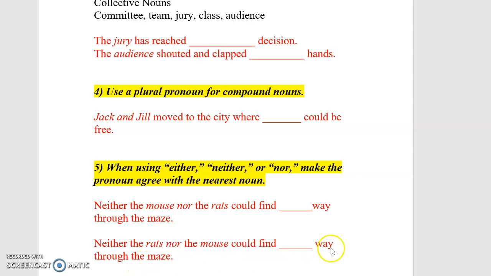What do you think is the difference? Why is this their and this one its? The answer is because the noun that's the nearest noun, the closest one, right here is plural, so we would use their. Here, the closest noun is singular, so we would use its.